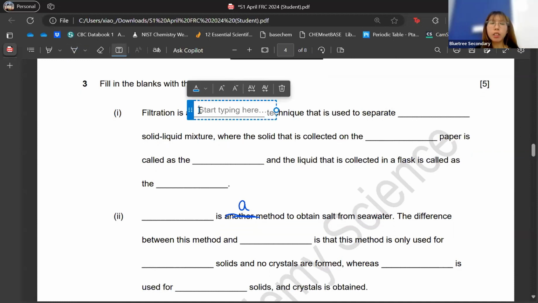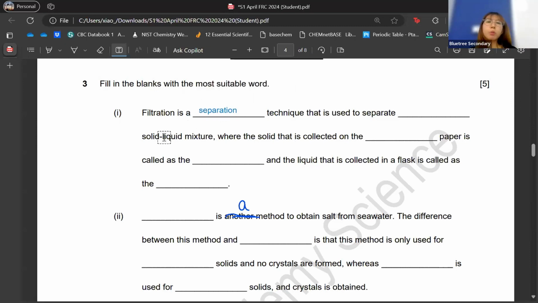So what is this blank here? It is very clear. Filtration is a separation technique. What is this technique used for? Is it used to separate? Is it used to purify? Is it used to do some other reaction that will help you? This is a separation technique. That's why separation is the only word to fill up this blank. Furthermore, just like English, there will be clues to direct you to the answer in a few blanks.